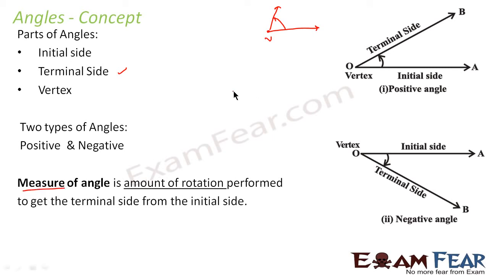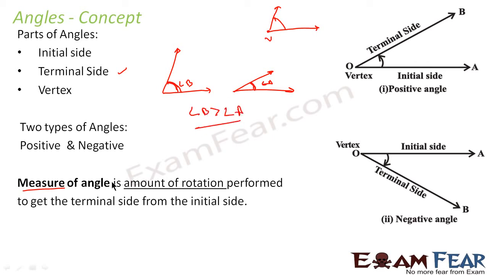For example, if you rotate the initial side only this much, let's suppose this is angle A, and in the second case you rotate the initial side this much, this is angle B. In angle A the amount of rotation was less, in angle B the amount of rotation is more. From here to here the rotation is more, from here to here it is less. So we can say that angle B is greater than angle A.